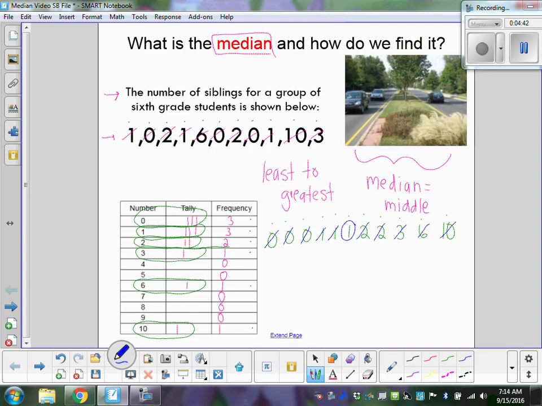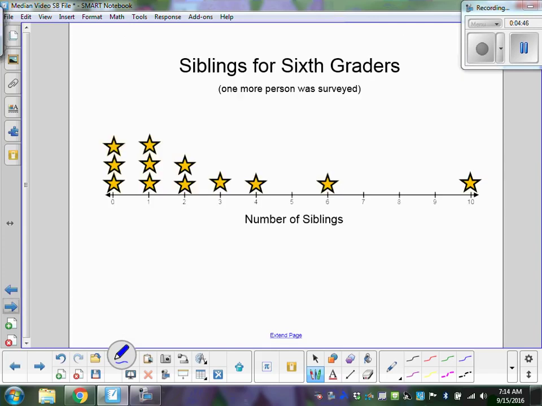We're going to look at this again, but this time we're going to look at it from a line plot. And I'm going to let you know with this line plot, there's now an even number of pieces of data. And I'm just going to say that there was one more person from the previous set who was surveyed. So now instead of having 11, we have 12 people who were surveyed, or who were asked the question.